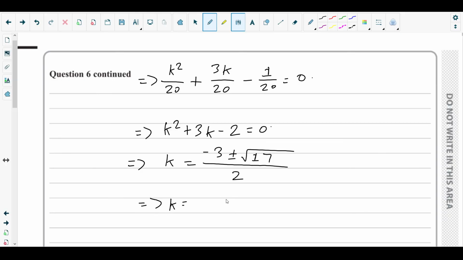We will consider the positive value. It depends, because the value of x can be negative also, so if it is greater than -1, then we can accept it. -3 minus square root of 17 over 2 is -3 point something, so it's not acceptable because the lower limit is -1. So the value for k is the positive one, square root of 17 minus 3 over 2, which is basically 0.562. This is the answer. You can keep it as a fraction.